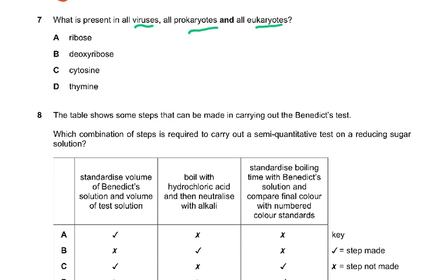But what is present in all? You have to understand what is present in all. It didn't say some viruses, it says in all viruses. So we said viruses are of two types. Some have DNA, some have RNA. But it said what is present in all viruses, all prokaryotes, and all eukaryotes. Now this is a little interesting question because ribose and deoxyribose, DNA and RNA viruses can either have DNA or RNA. They cannot have both. So ribose is incorrect. Deoxyribose is incorrect.